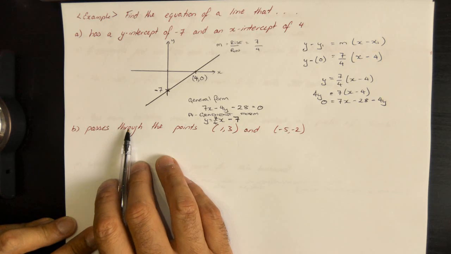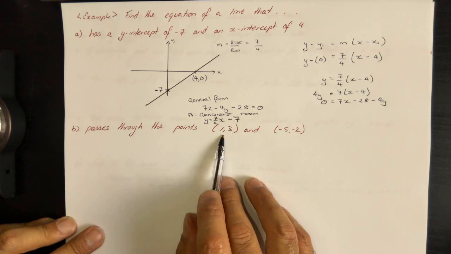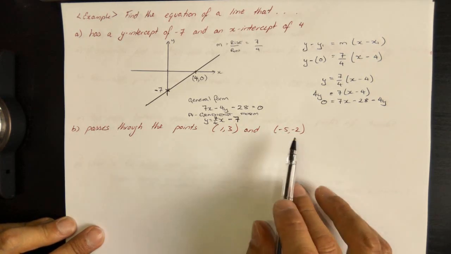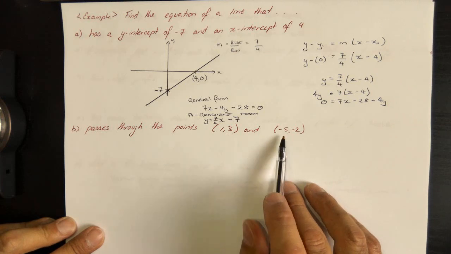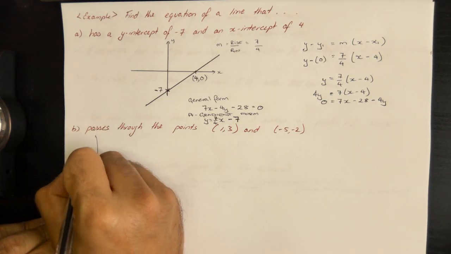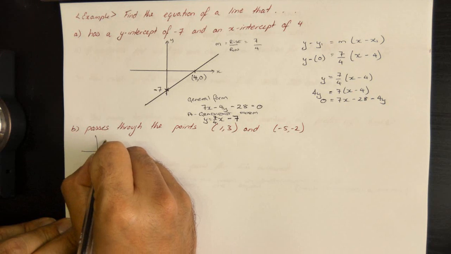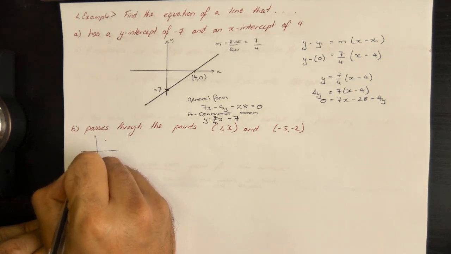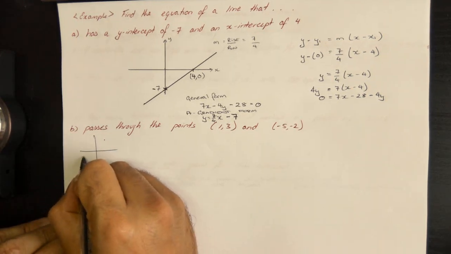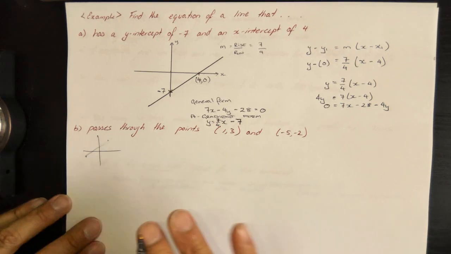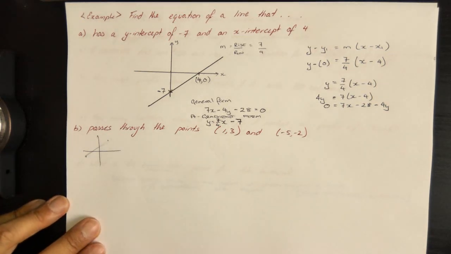Now I have been given 2 points. I've got the points 1, 3 and -5, -2. So a quick sketch, something like here: 1, 3 and -5, -2. So I'm going up, so my solution should be positive. I should have a positive gradient.